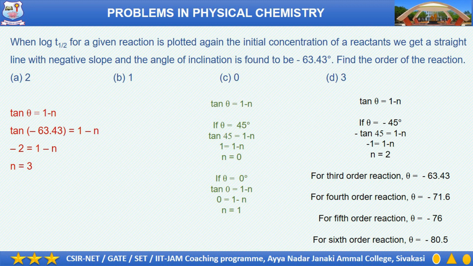But fourth order reaction is very, very rare. What is an example for a fourth order reaction? Go and search and keep it in your mind. And fifth order, theta is equal to minus 76 degree. And sixth order, minus 80.5. Therefore, if any problem is asked giving that theta, immediately you can say, it is not necessary to find the tan theta value.